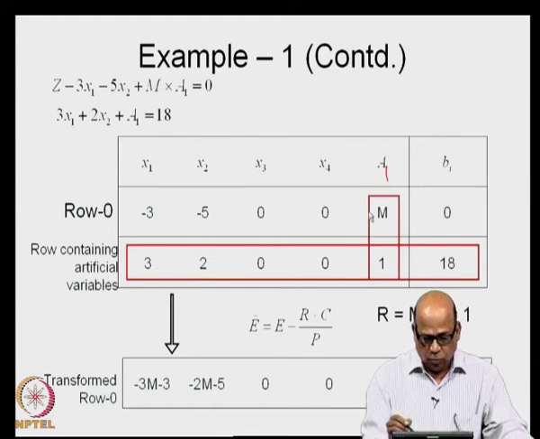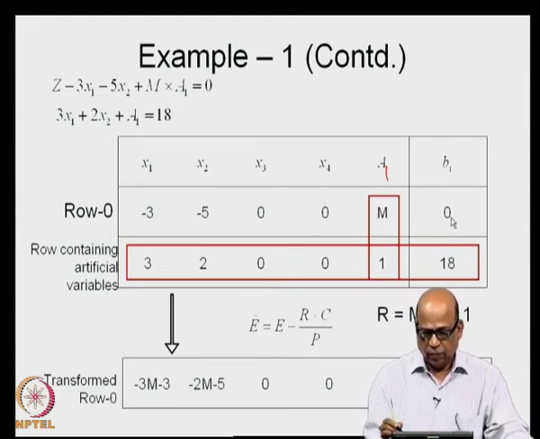Now, we will choose this as the pivotal column and this as the pivotal row and transform the z row. Say, for example, I want to transform the right hand side. How do I do it? 0 minus m into 18 divided by 1, so minus 18 m. Let us say I want to transform this; because there is a 0, that remains 0. This, because there is a 0, also remains 0.